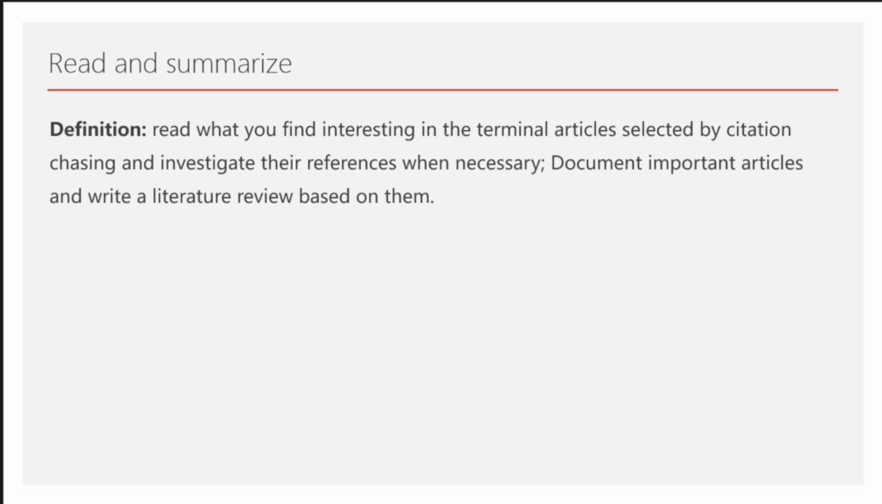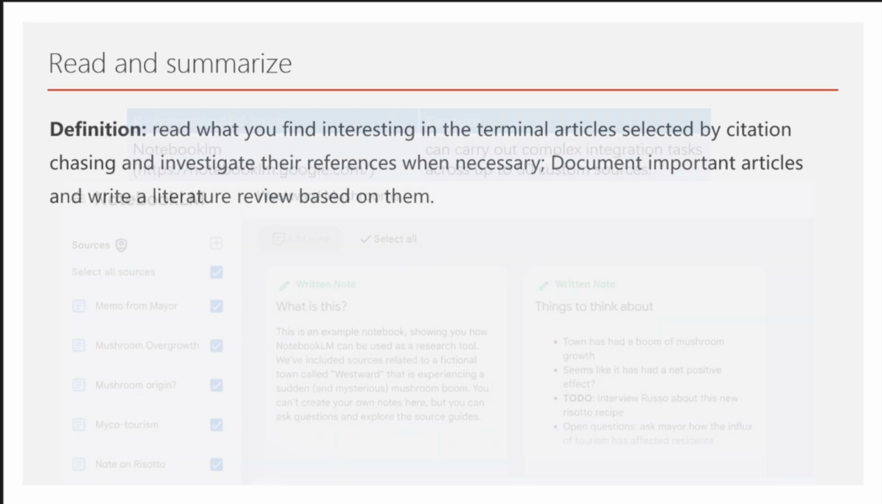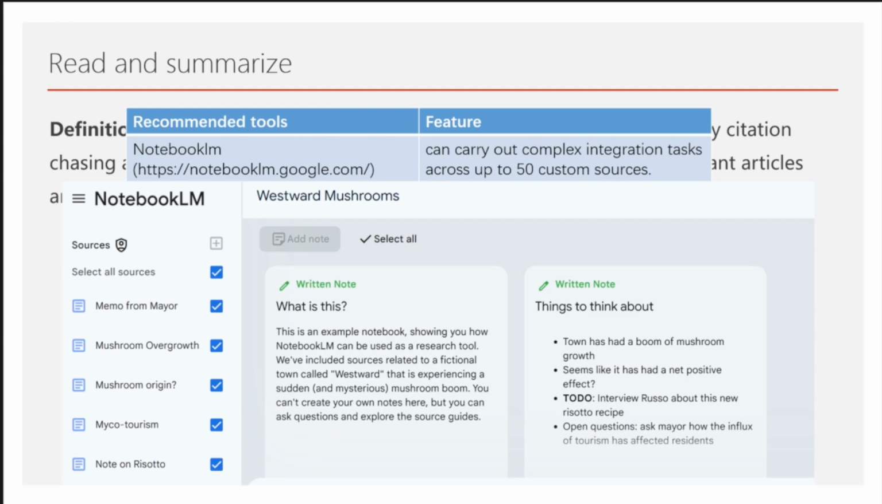The definition of read and summarize is to read what you find interesting in the terminal articles selected by citation chasing and investigate their references when necessary. Document important articles and write a literature review based on them. Here, I would like to recommend a tool which can help with this task, NotebookLM, which is based on LLM. It can help not only interpret a single article, but it can also carry out complex integration tasks across up to 50 custom sources.